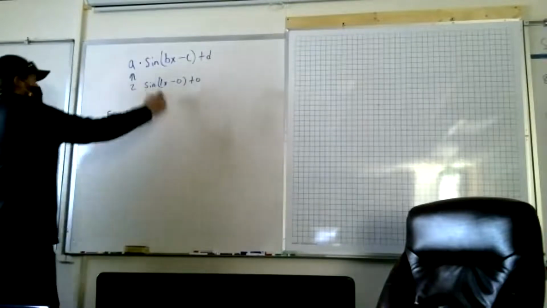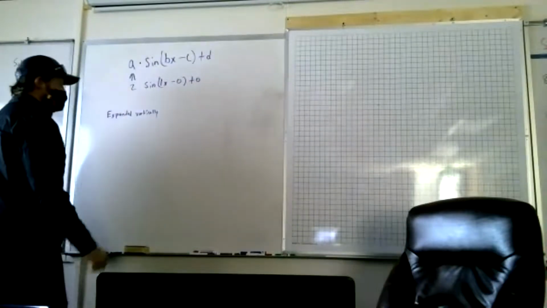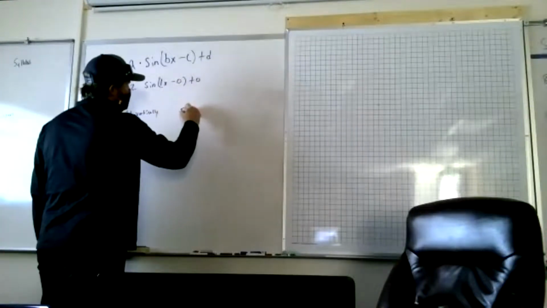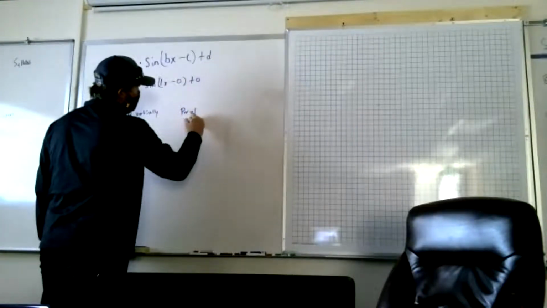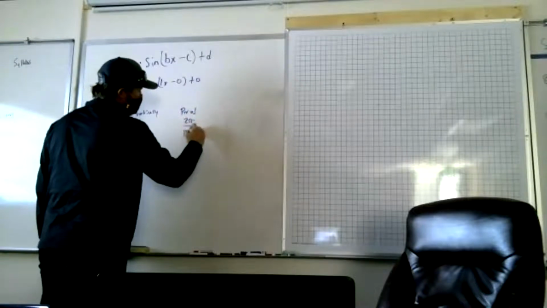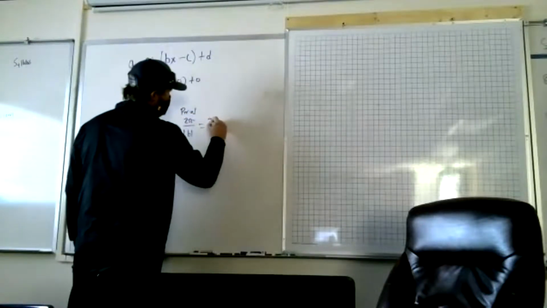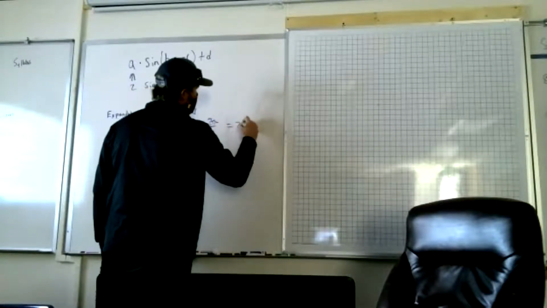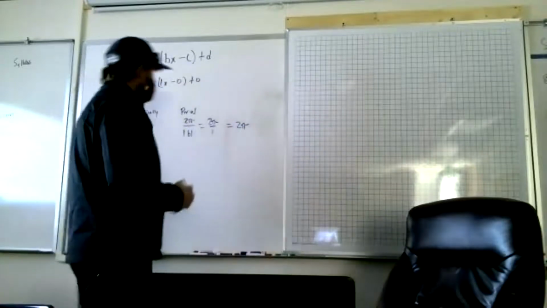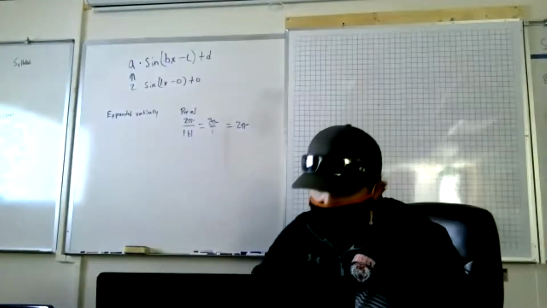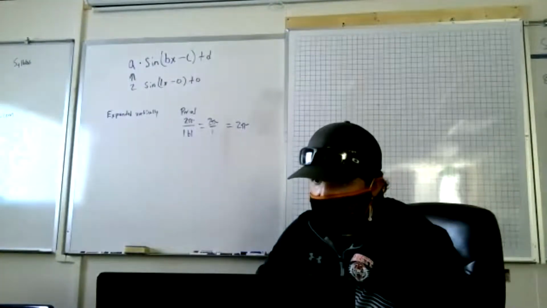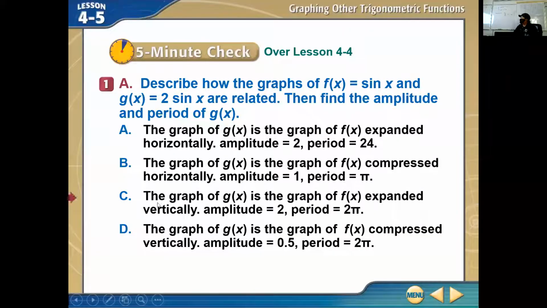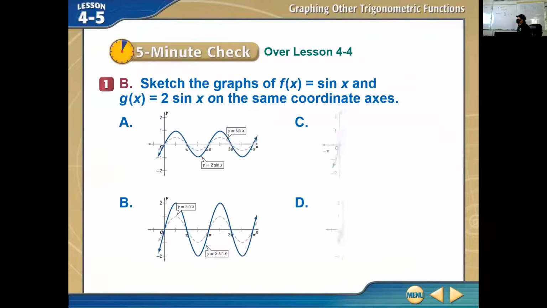And then, did anything change with the period? We can find that. Remember, to find the period, it is 2 pi over the absolute value of b. In this case, that is 2 pi over 1, so our period is still 2 pi. So we have an amplitude of 2 and a period of 2 pi. Now we want to select the answer that shows that. That should be C, right there. On to the next one.